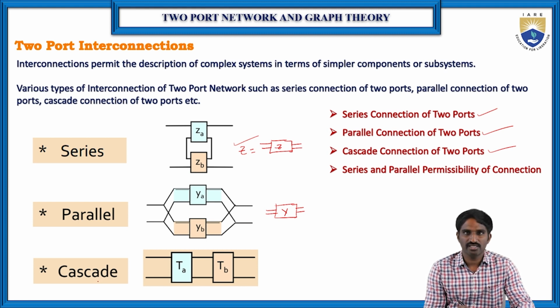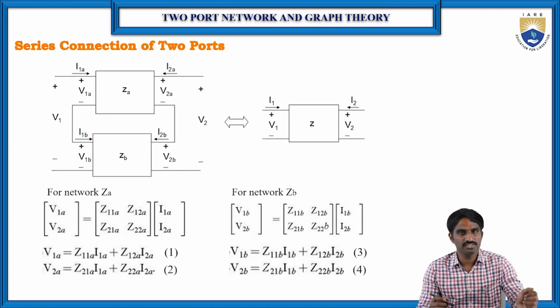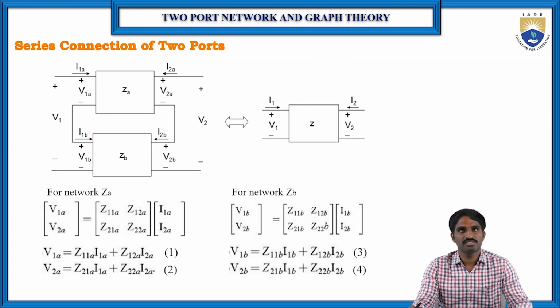Then the cascade connection is nothing but just side by side, because the output terminals of network 1 are connected to the input terminals of network 2. This is called the cascade connection. One by one we will discuss. First, let us go with the series connection of the two-port network.